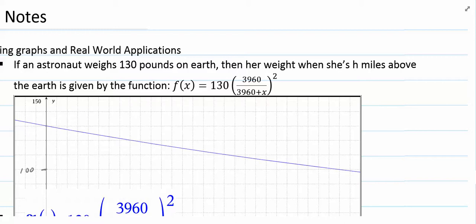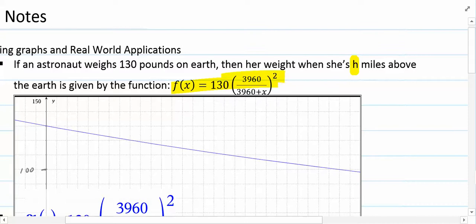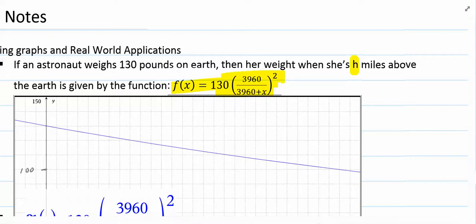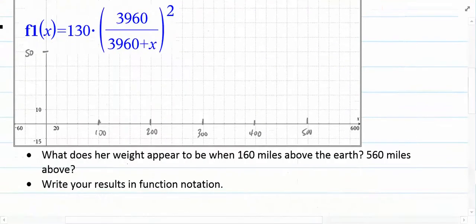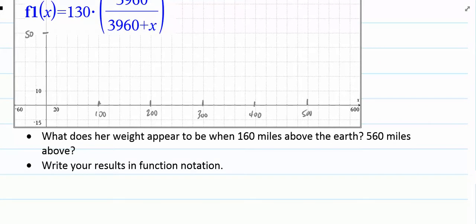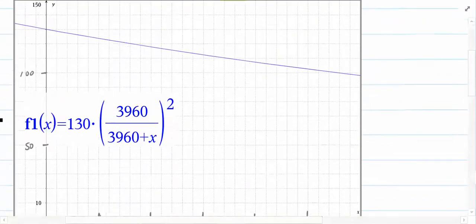We have an astronaut that weighs 130 pounds on Earth, and her weight when she's h miles above the Earth is given by this function here. Not sure exactly where the function came from, but I'm sure it was established by the folks at NASA that have done some extensive research on the matter. Now, the question becomes, what does her weight appear to be when she's 160 miles above the Earth? And what is her weight when she's 560 miles above the Earth?